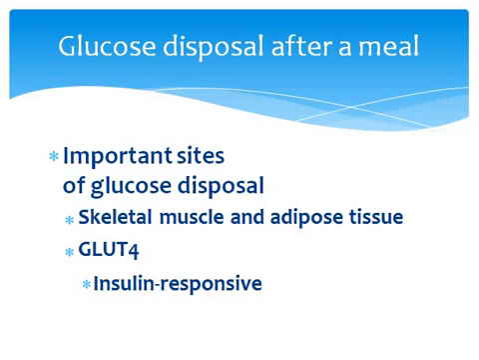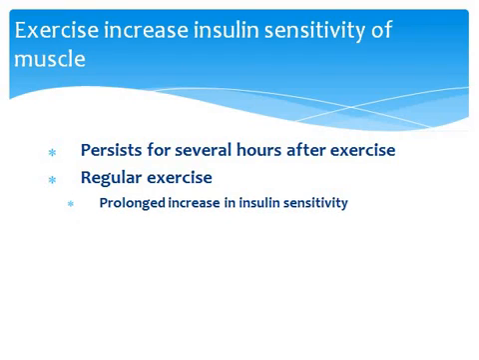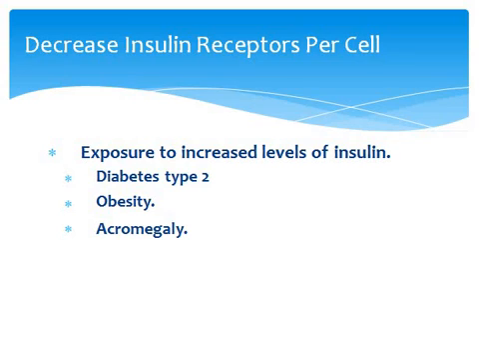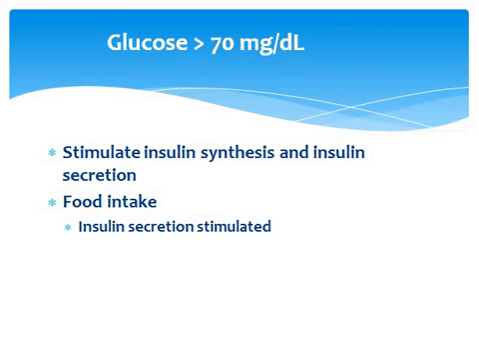Insulin is responsible for that. Exercise increases insulin sensitivity of muscle. It persists for several hours after exercise, that means regular exercise prolongs the increase in insulin sensitivity and decreases insulin receptors per cell. This happens with exposure to increased levels of insulin in diabetes type 2, obesity, acromegaly. Normal glucose range is 70 mg per deciliter. It stimulates insulin synthesis and insulin secretion. Food intake stimulates insulin secretion.